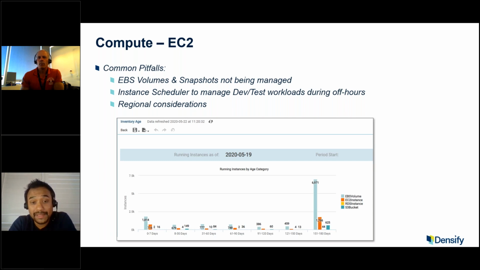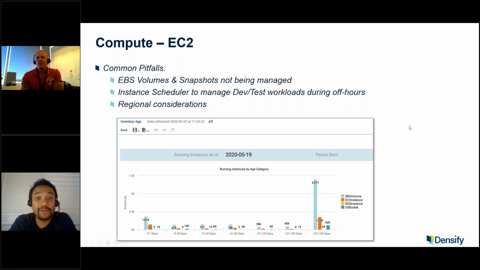Again, using the billing data, we built this visualization for a customer where we see the inventory age over time. And as you can see, towards 151 to 180 days, we noticed a pattern. Your EBS volumes are quite high compared to your EC2 instances and RDS. What's going on?